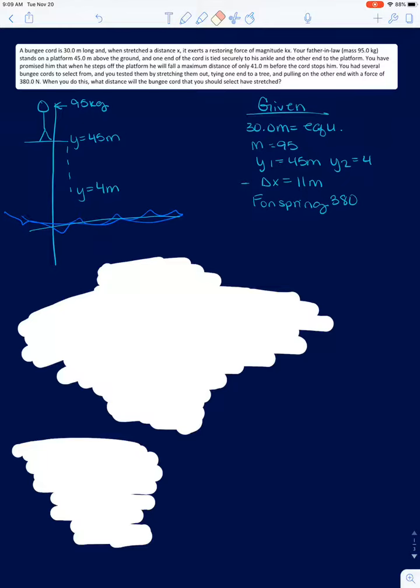We have a mass of 95, two y values here, and this can tell you that we're going to use conservation of energy, which states that energy cannot be created or destroyed. So from point A to point B, it might be distributed differently, but our potential and kinetic energy are going to equal the same magnitude.